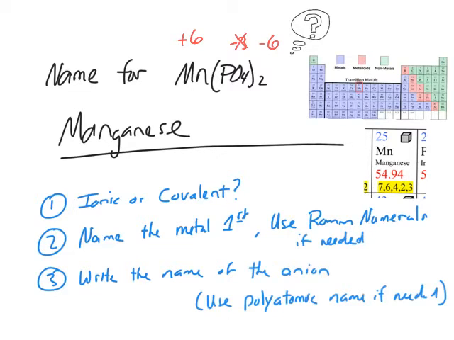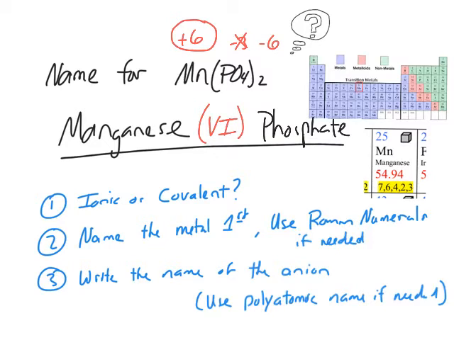So then I can go and add my Roman numerals. So I'm going to put in parentheses a Roman numeral 6, or VI, to show that it is indeed using its +6 charge. Now I can finish by writing down the name of the polyatomic ion, in this case phosphate. I know it's going to be phosphate because it's PO4.